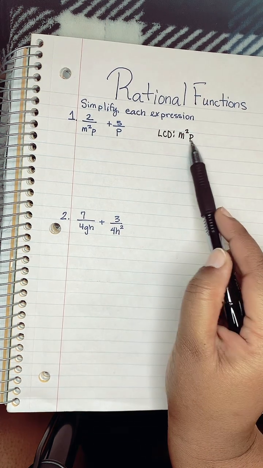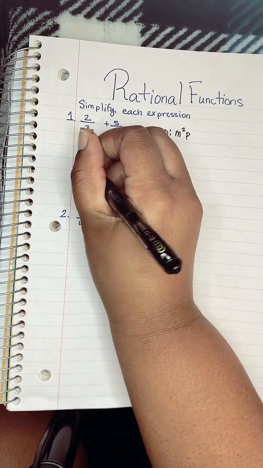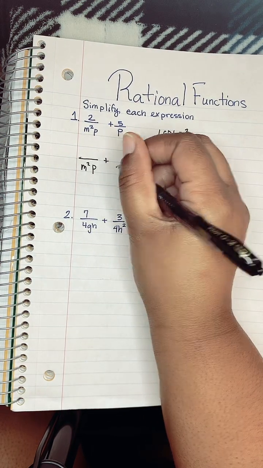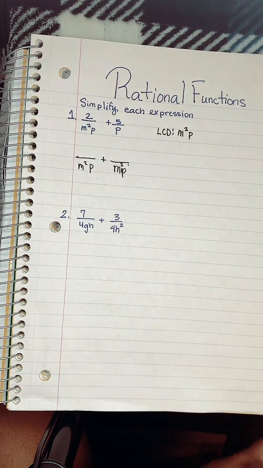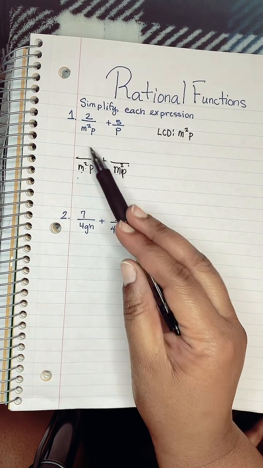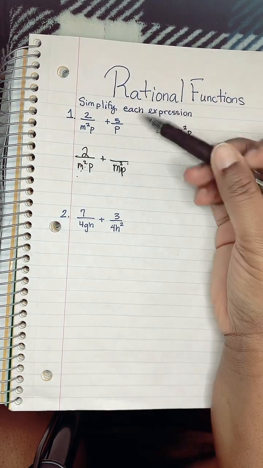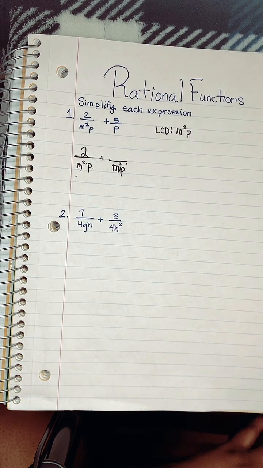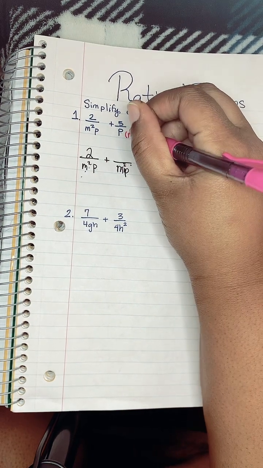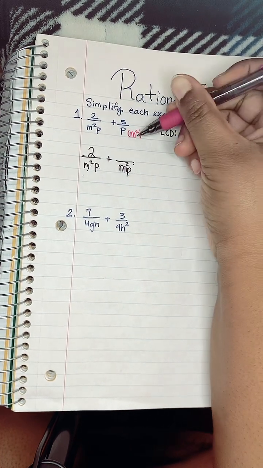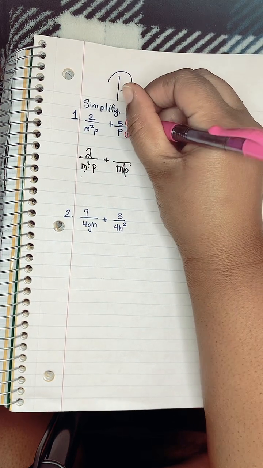So, M squared P. That's our LCD, okay? So, we need M squared P here plus an M squared P. Now that we know that, we have M squared P. Nothing we can add, so we just drop down our 2. Here we're missing something. We have the P. We're missing the M squared. What we do to the bottom, we must also do to the top.